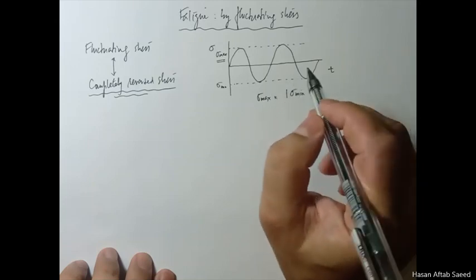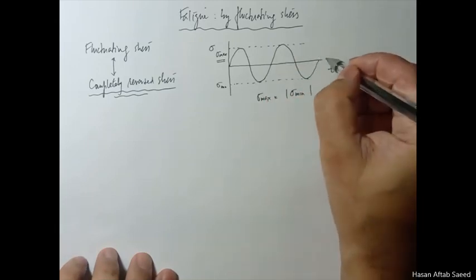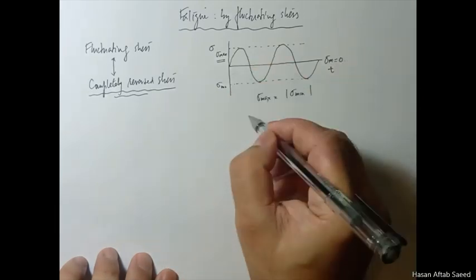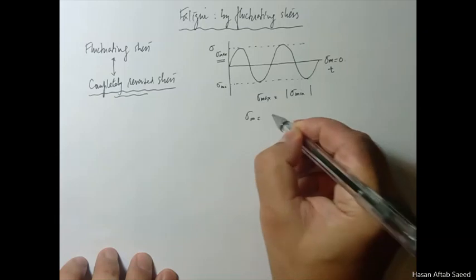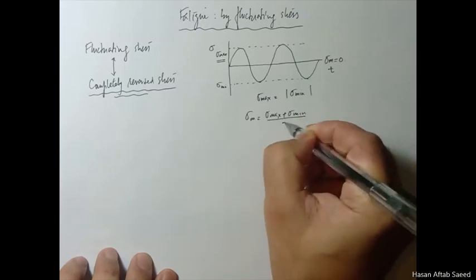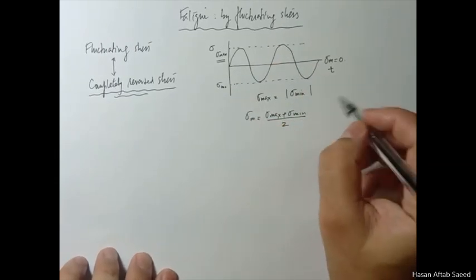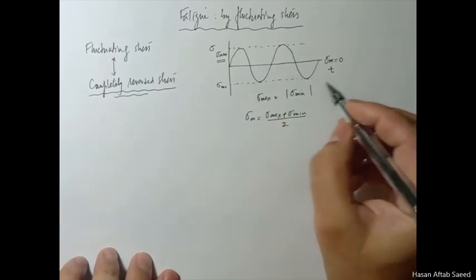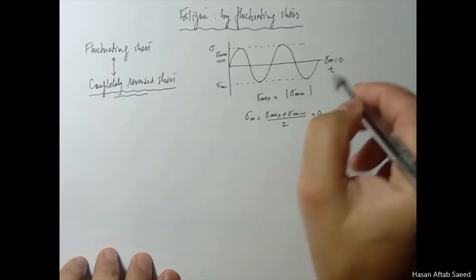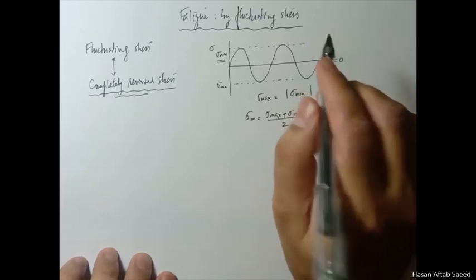So if this is so, then obviously the mean stress here is 0. Mean will be simply sigma max plus sigma min over 2, just an average. And because these are equal, you have this equal to 0. Now we didn't focus on this thing, we didn't even mention it, but it was implied there.